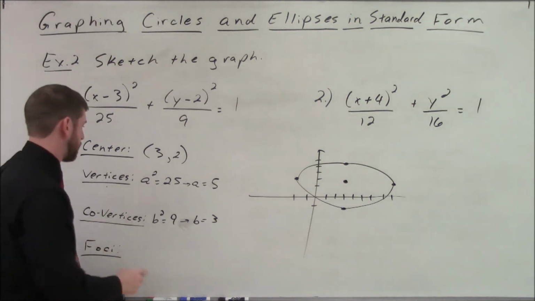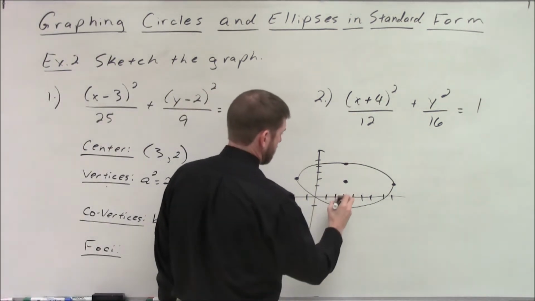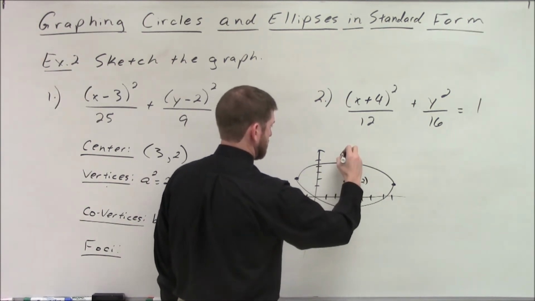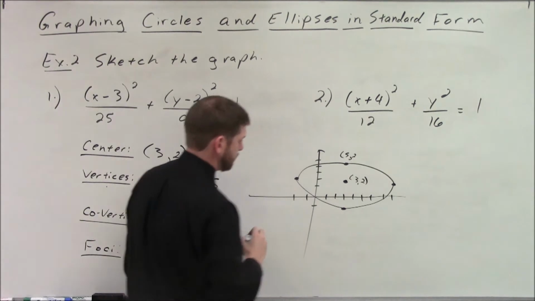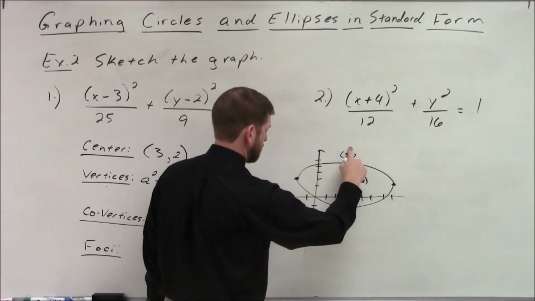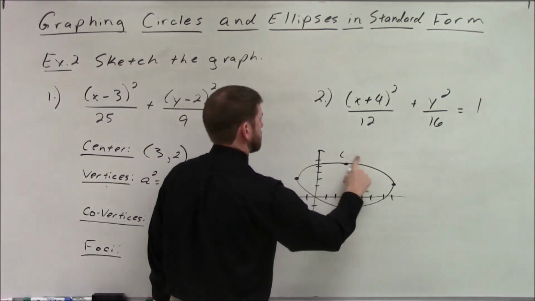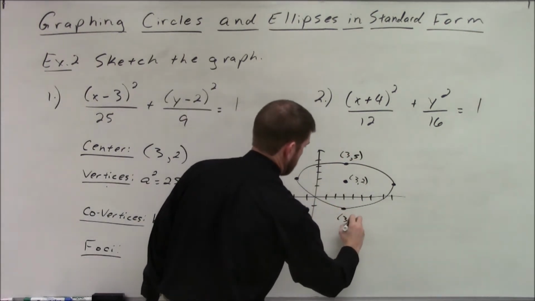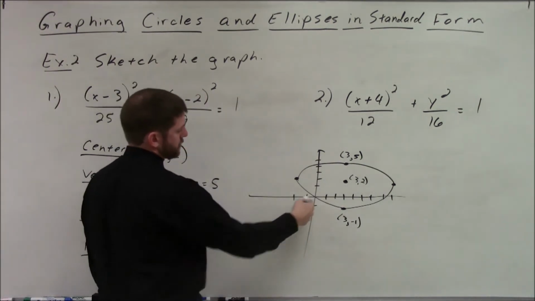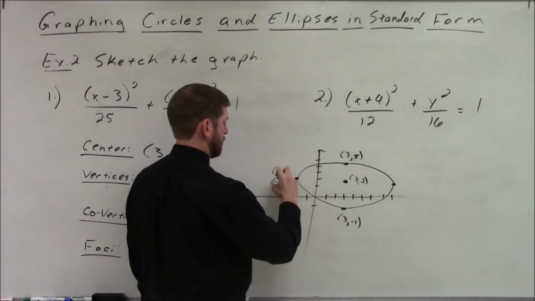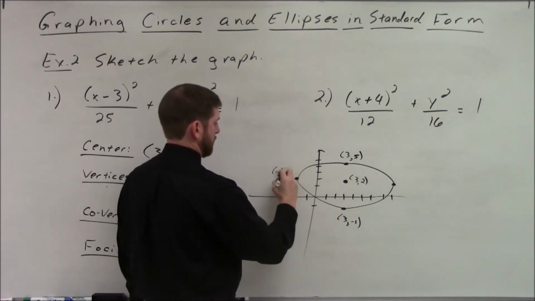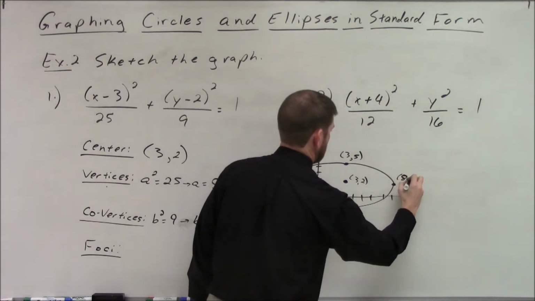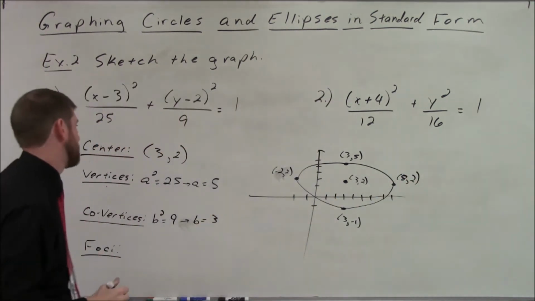We want to write the coordinates now. I can go through and say, okay, this is 3, 2, this is, sorry, 3, 5, this is 3, -1, this would be -2, 2, and this would be 8, 2. So we've written all our points.